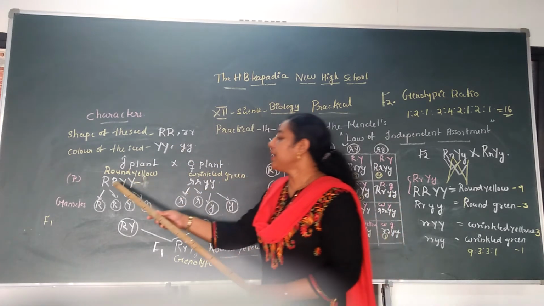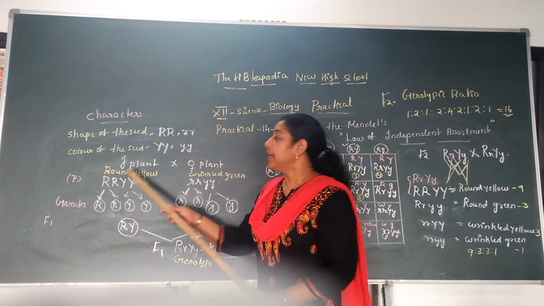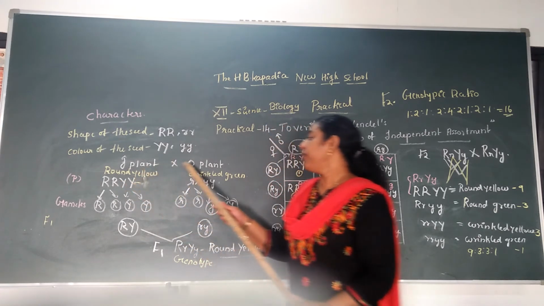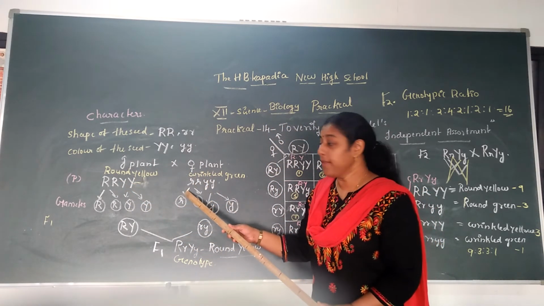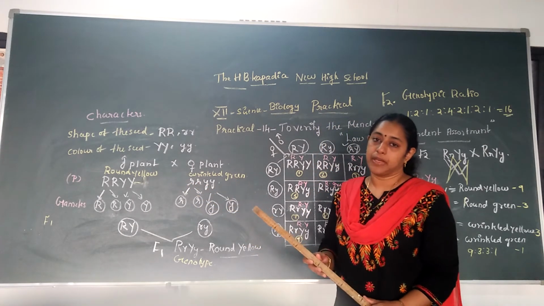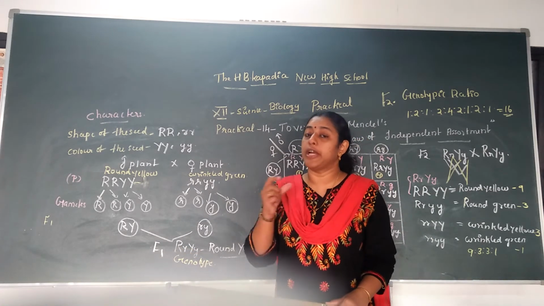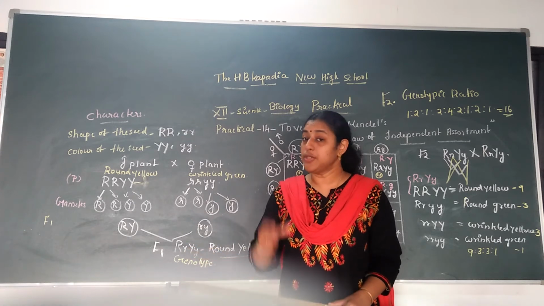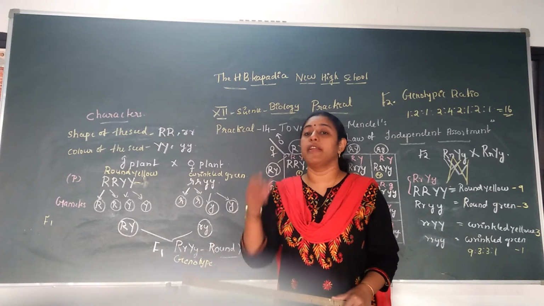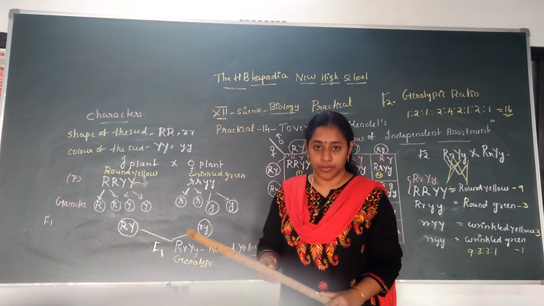And what about the genotype? The male plant genotype, as it is round yellow, is represented as capital R, capital R, capital Y, capital Y. The female plant, as it has the recessive characters, is represented as small r, small r, small y, small y. As I already told you, in a monohybrid experiment each character is represented by a pair of alleles. That's why for yellow color, capital Y, capital Y, and for round seed, capital R, capital R. Okay, so I think all of you understood that.